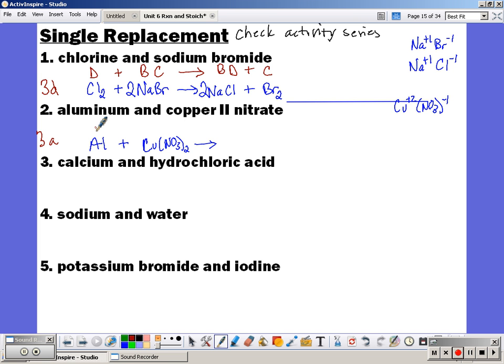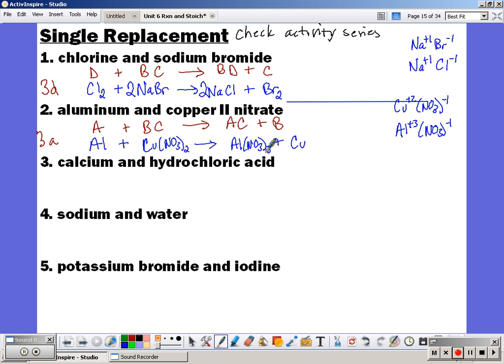The element would be A, the compound BC, and so we would get AC plus B. So aluminum is trying to replace copper. So we look at our list of activity series of metals, and we see if aluminum is above copper. It is, so the reaction takes place. So we would say aluminum and nitrate, cross our charges, AlNO3, 3, plus Cu.